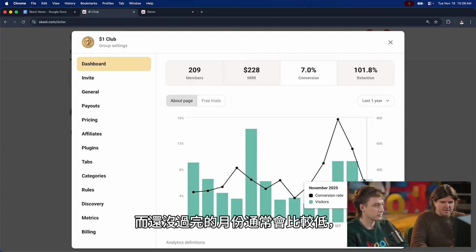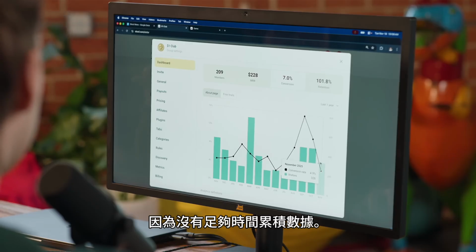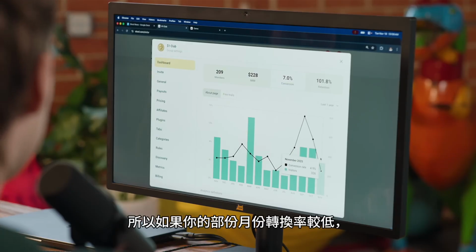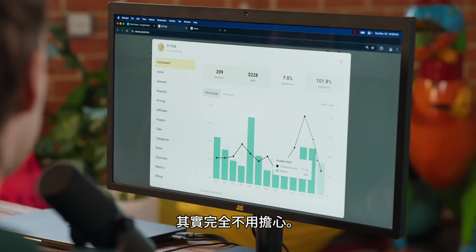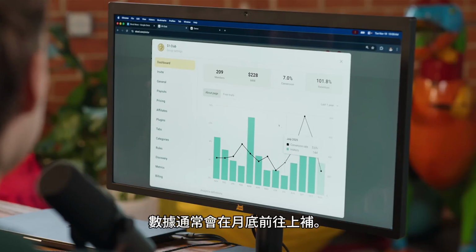And also partial months tend to be a bit lower because they haven't had as much time for things to aggregate. So if your partial month for conversion is down a little bit, I wouldn't even worry that much about it. Got it. Because it will move up.